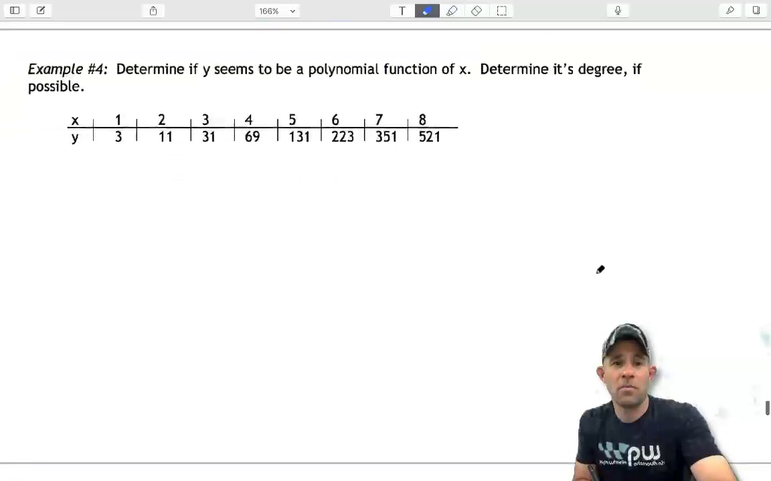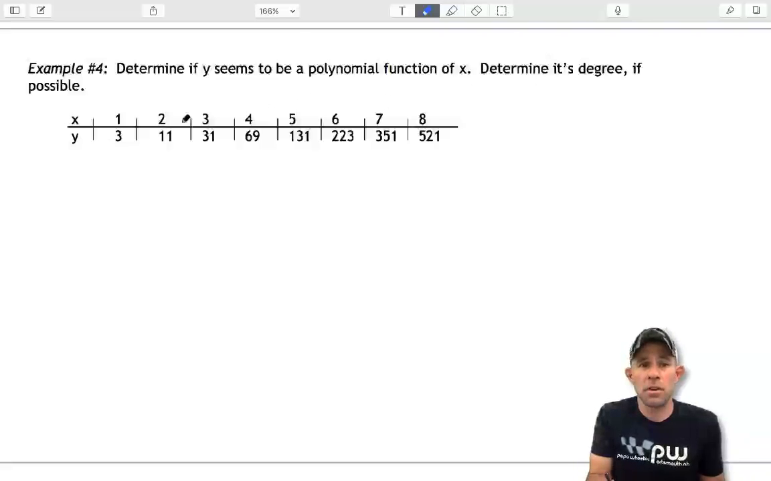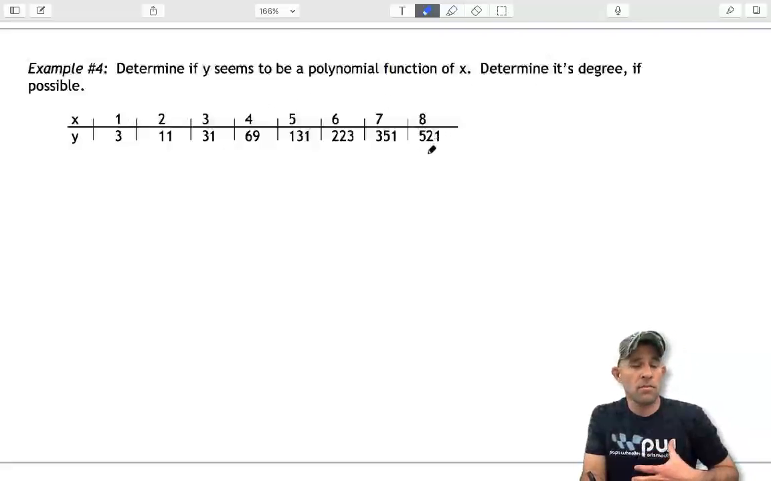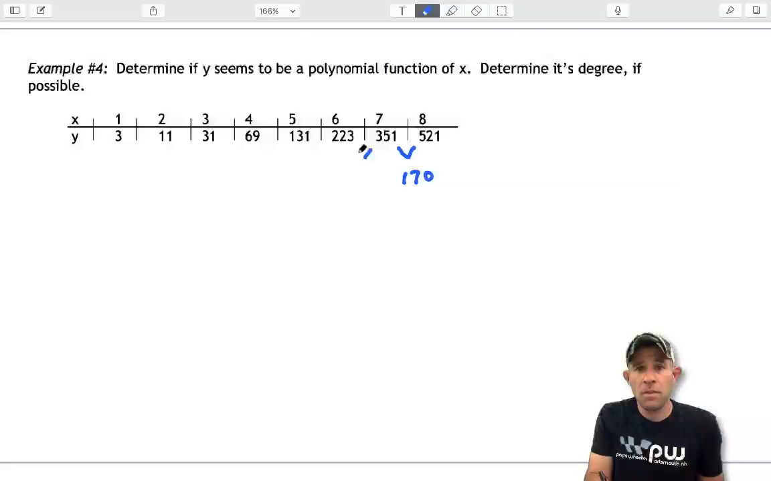All right, example 4 says determine if y seems to be a polynomial function of x, and if so, determine its degree. So we're going to use this method of finite differences. Again, just doing a lot of subtraction here. So we're starting off moving right to left. We have 521 minus 351, and I'm going to copy my notes on these guys here.